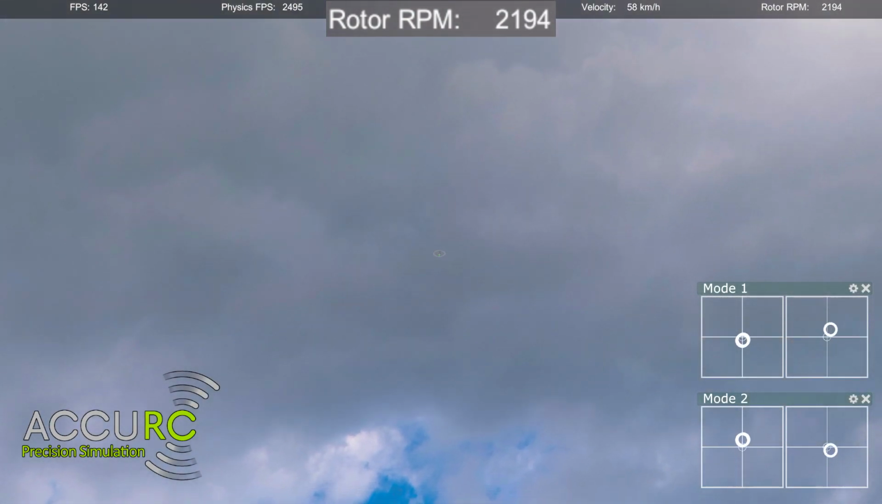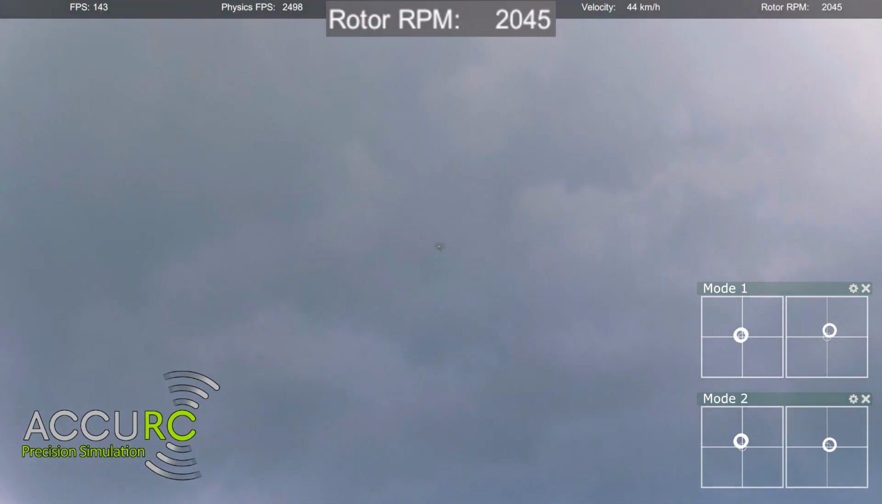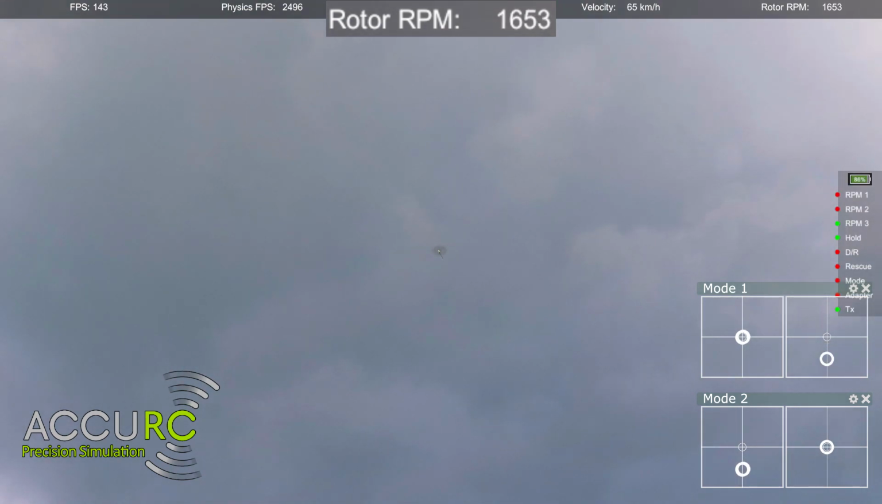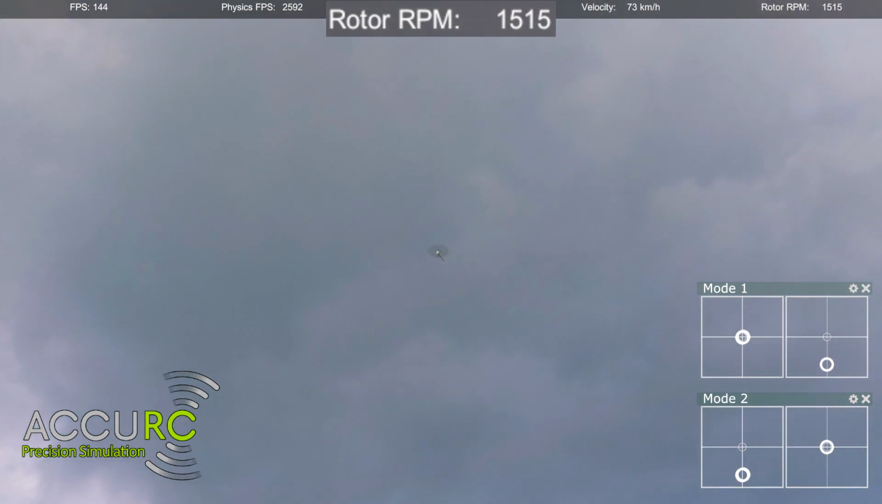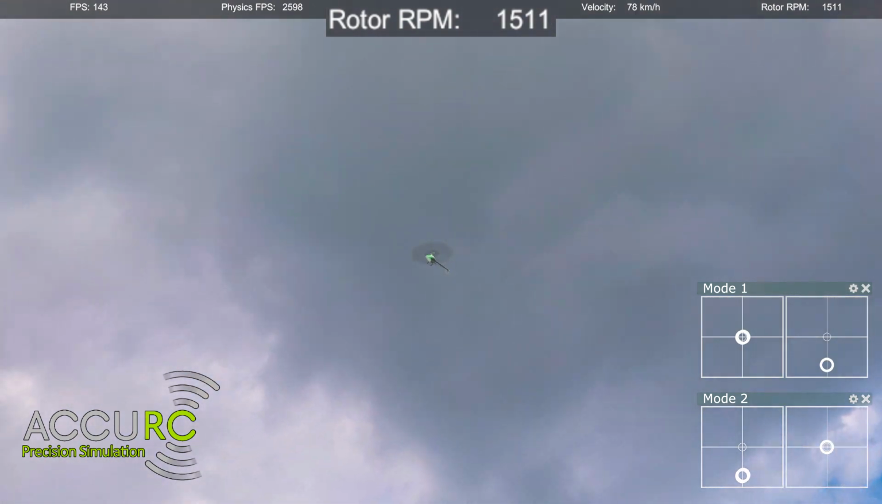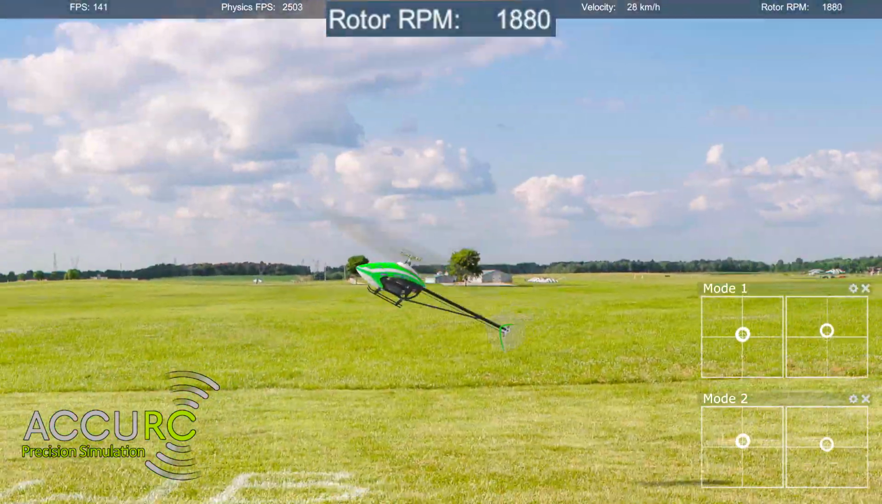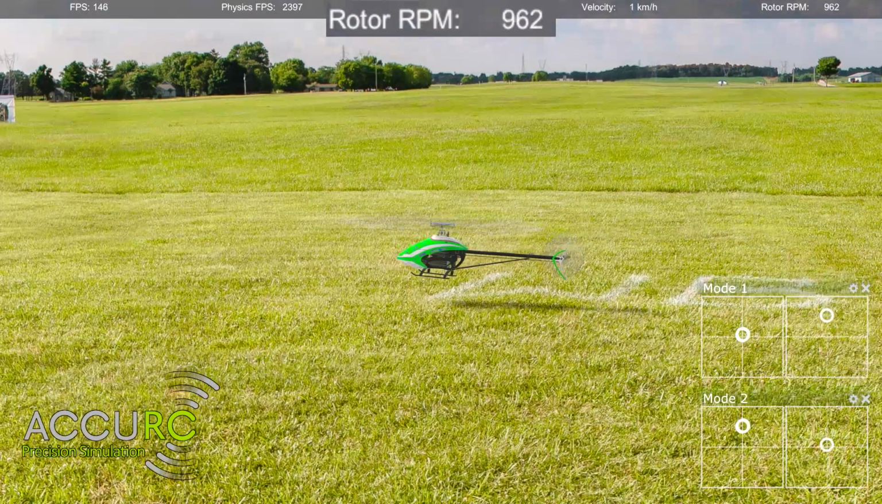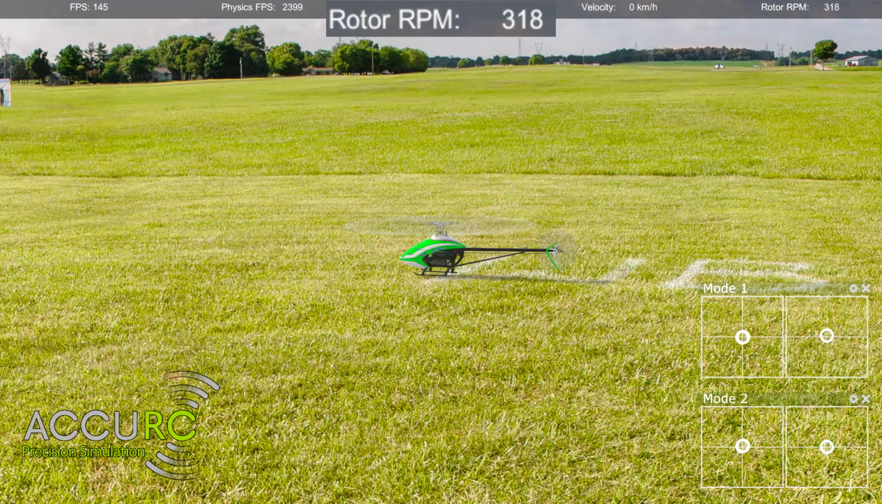So let's do that again. Come in, level, drop, off. See, I'm modulating my collective down a bit to get the glide slope right. Come out in front of me, flare, brake, use energy, land. And the nice thing about AccuRC is it auto-rotates exactly like in real life. So if you can pull it off here, you can pull it off in real life. It's that easy.